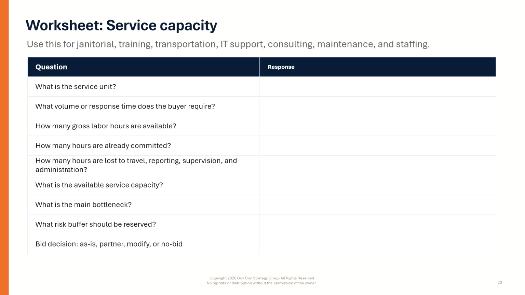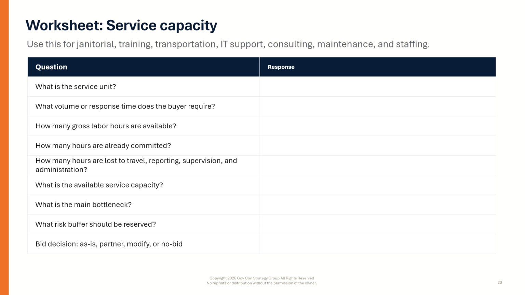From there, look for the main bottleneck. The bottleneck may be staffing, scheduling, travel distance, supervision, specialized credentials, response time, equipment, vehicles, or administrative support. The bottleneck is the part of the service process most likely to limit performance. You should also reserve a risk buffer. Service contracts are vulnerable to absences, emergencies, traffic delays, turnover, rework, client changes, and unexpected reporting requirements. If every available hour is already assigned, the contract is too tight.